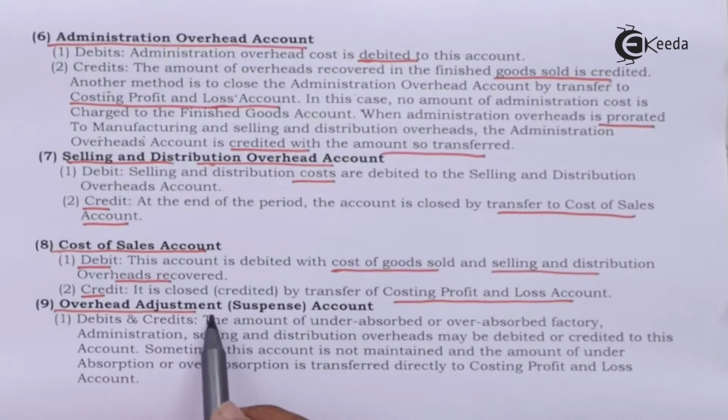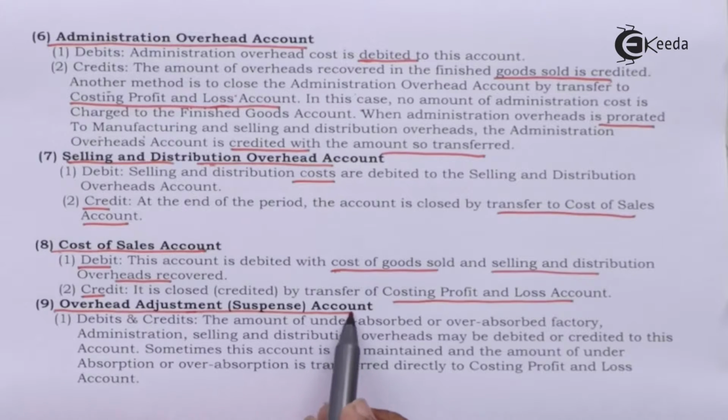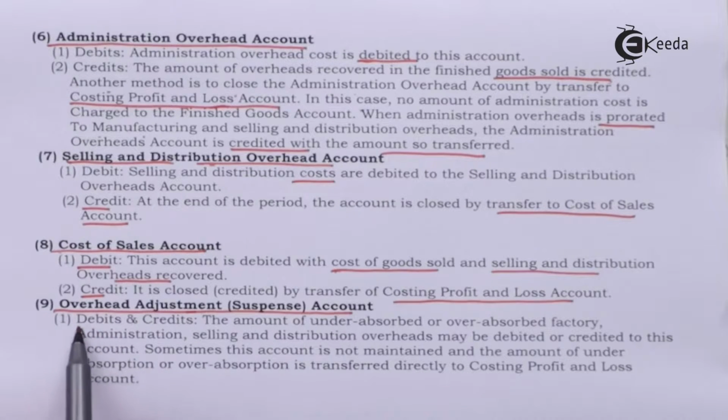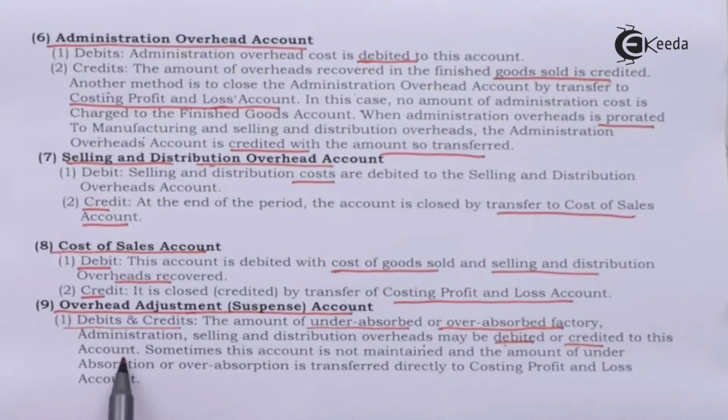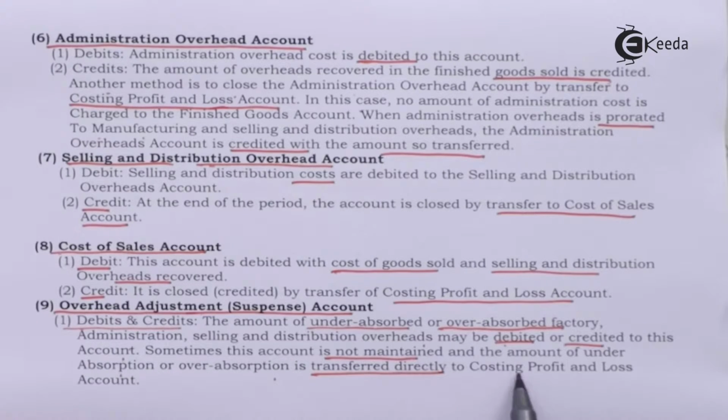Overhead adjustment or suspense account. Debits and credits. The amount of under absorbed or over absorbed factory, administration, selling and distribution overheads may be debited or credited to this account. Sometimes this account is not maintained and the amount of under absorption or over absorption is transferred directly to costing profit and loss account.